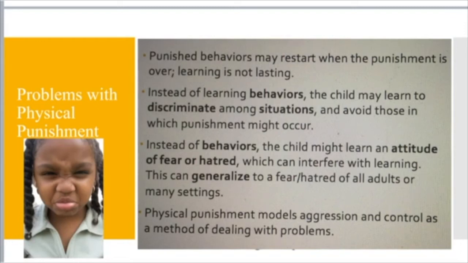Instead of behaviors, the child might learn an attitude of fear and hatred, which could interfere with learning.